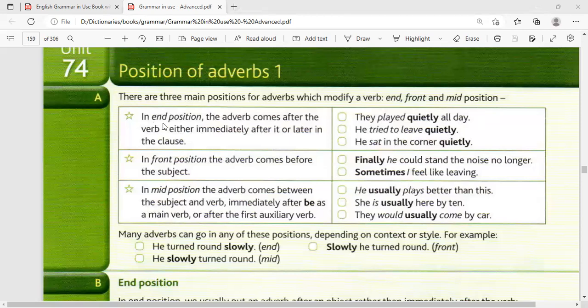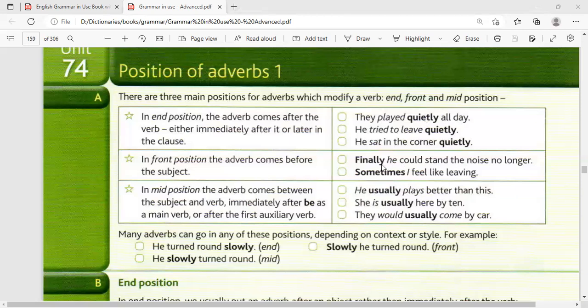Let's start with end position. Using an adverb in end position, the adverb comes after the verb, immediately after it or later in the clause. Look at these examples here. When I say they played quietly all day, where is the adverb here? After the verb immediately, yeah, after the verb played. So quietly here is an adverb. It comes after the verb.